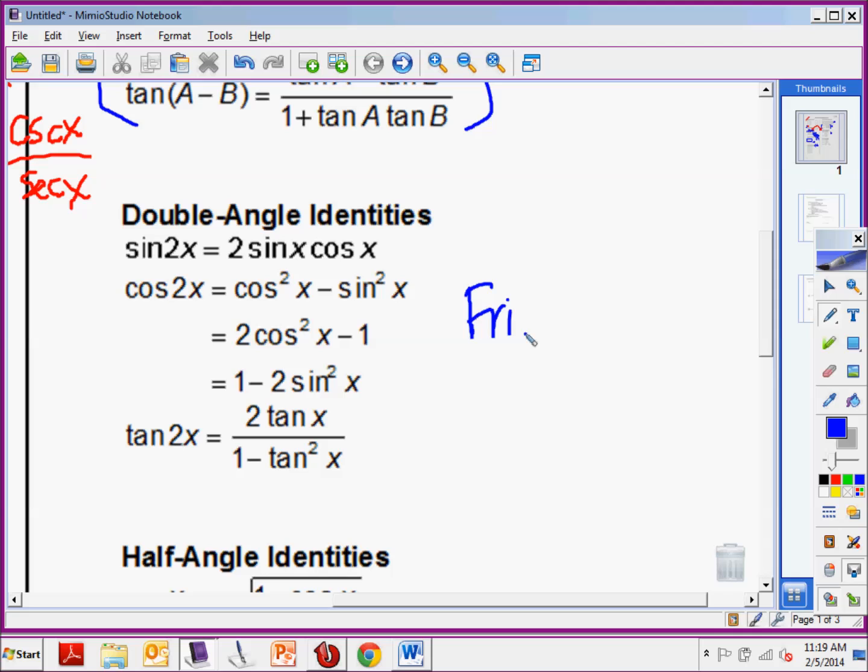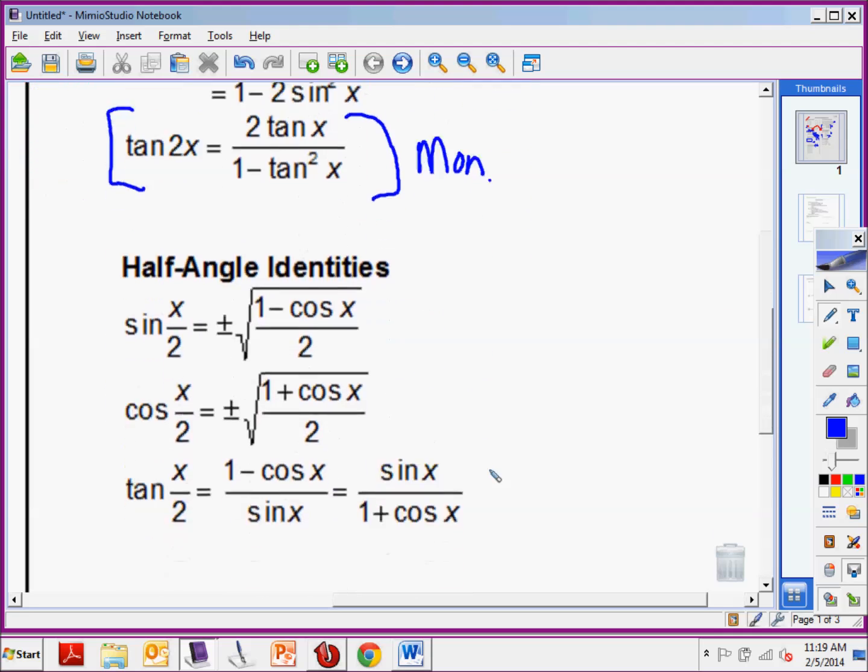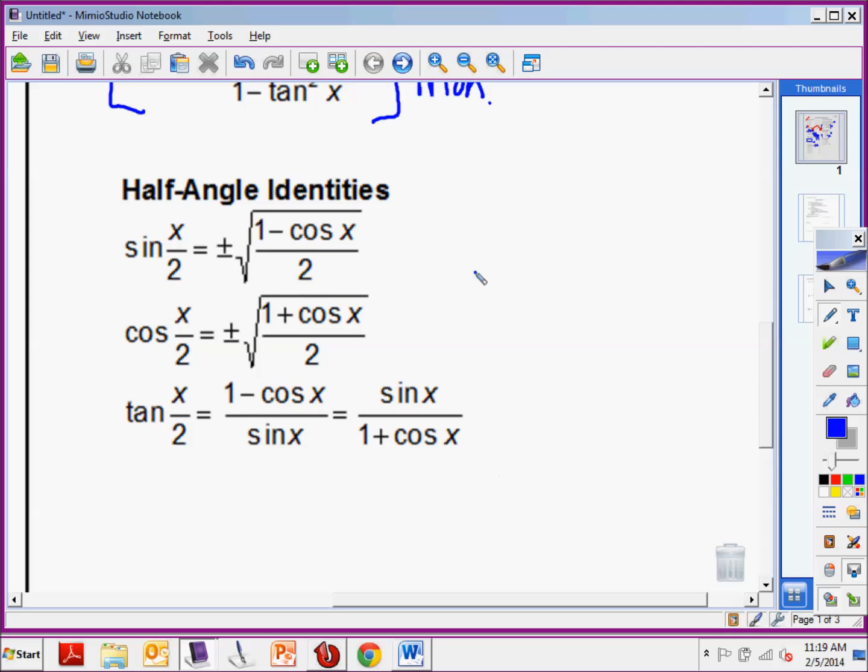All right. However, on the tangent one, we're going to hold off until Monday. Then half angles we're going to learn on Tuesday. So next Tuesday we're going to learn half angles. And again, half angles are going to give you a numerical value.